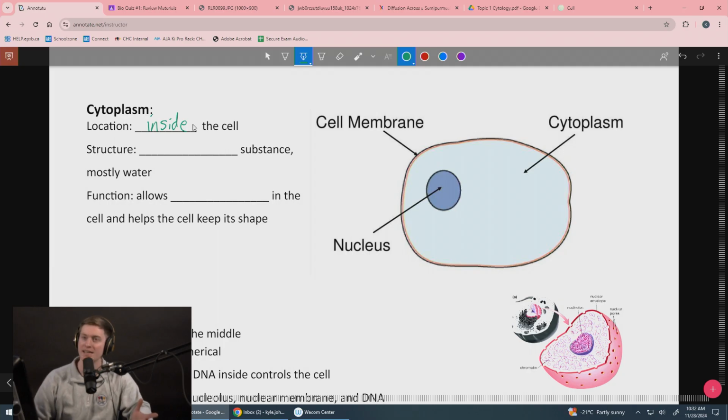It is a jelly-like substance. It's not necessarily just like a liquid. It's not just like water. It's mostly water, but it's got some viscosity to it. So if you can think of like honey or jam, it's kind of thick. It doesn't just flow everywhere. But it does allow the movement of molecules.